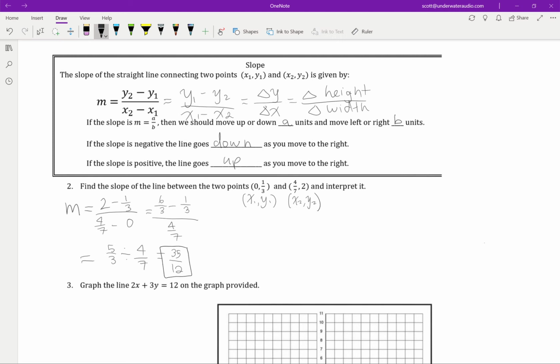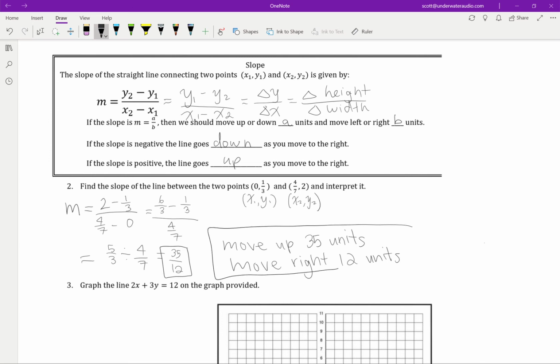So going back up to these notes here, I've got a over b. I'm going to move up and right, because the slope is positive. The line goes up as you move to the right. So I'm going to move up 35 units, and then I'm going to move right 12. And that's how I'll stay on the line.